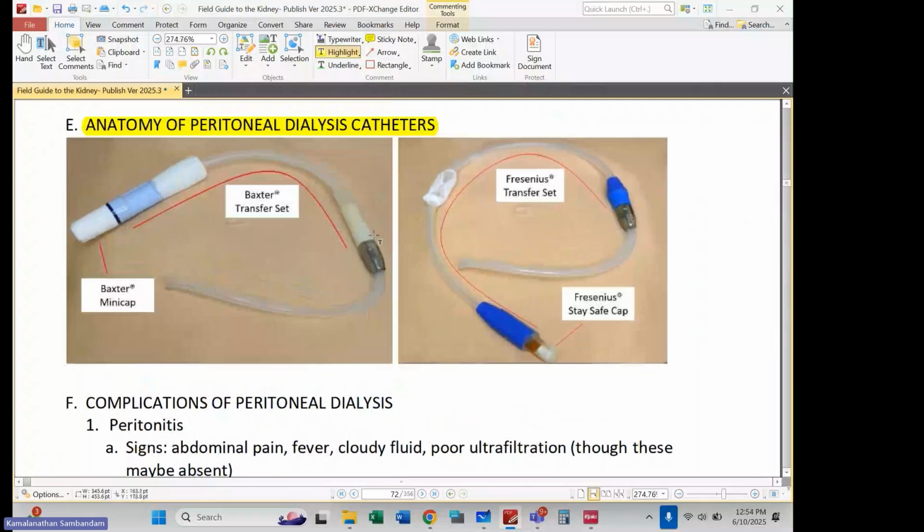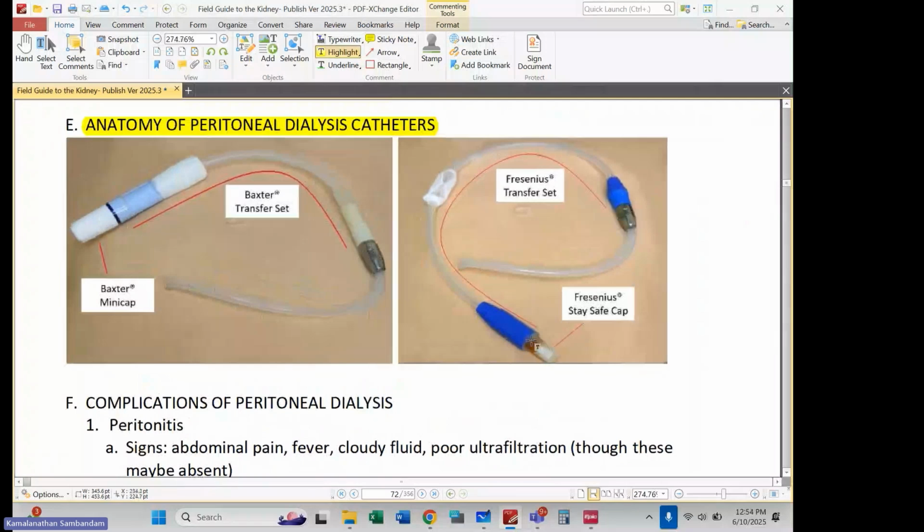Here's the Baxter transfer set. Here's the Fresenius transfer set. This Fresenius has this wonky mechanism. They call it the stay safe cap that basically allows the individual to not manipulate this by hand.